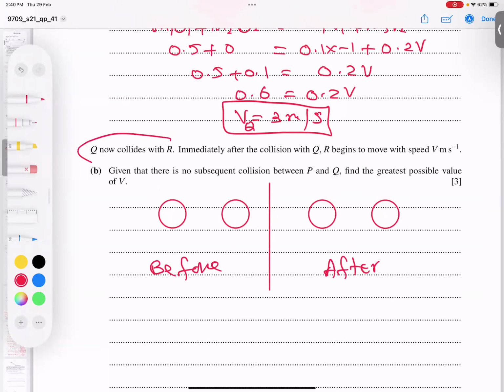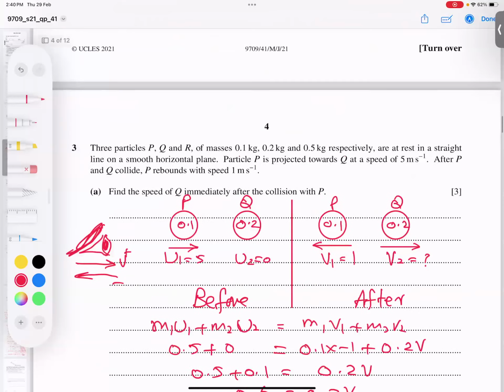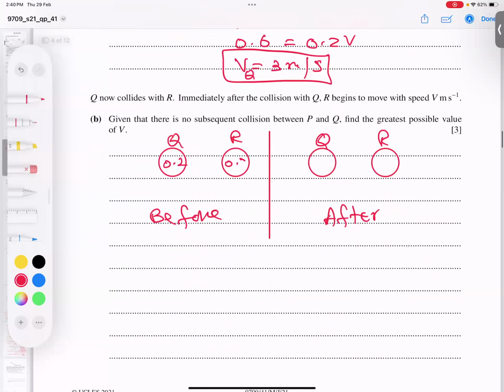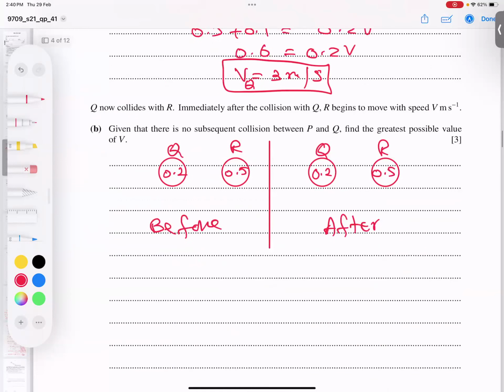One important point: he said now Q collides with R. So Q, R. Q mass is 0.2 and R is 0.5. Make sure R has a bigger mass, even more than double that of Q. Immediately after collision, R begins to move with a speed of V, so V2 is actually V. There's no subsequent collision between P and Q. Hold on. The final velocity of Q after the first collision becomes the starting velocity of Q. But R is at rest, so U2 was 0.